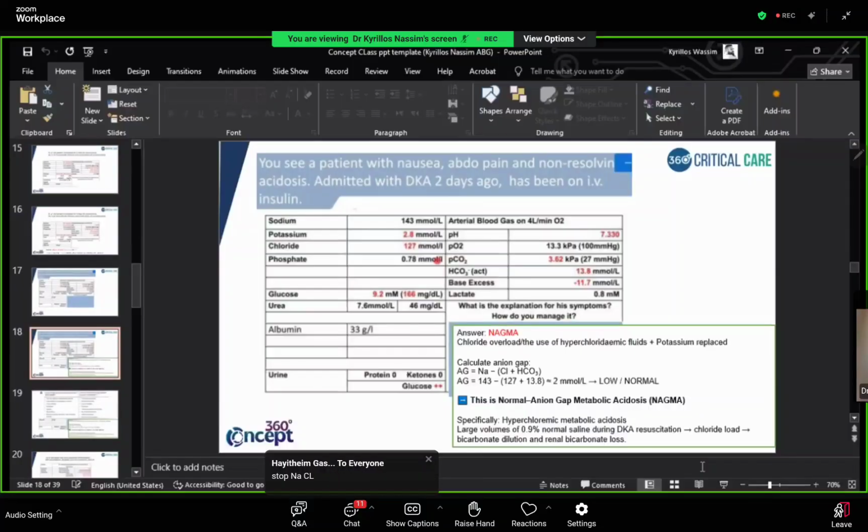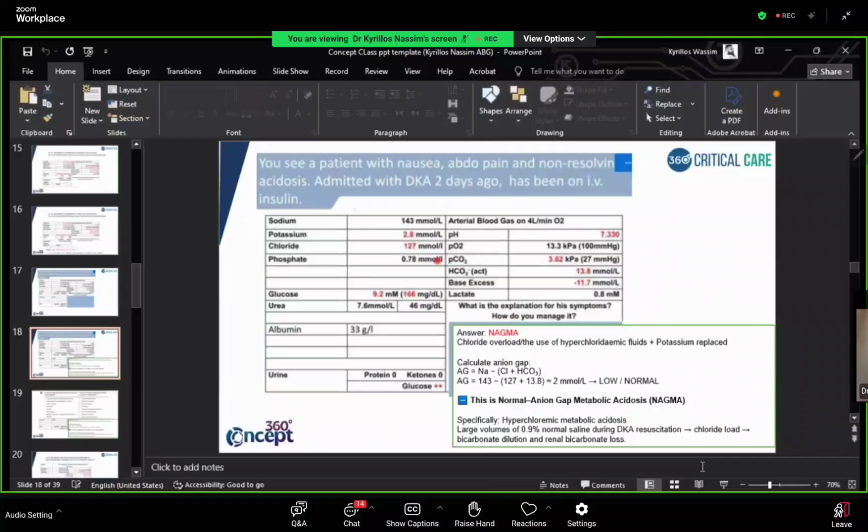When we have a metabolic acidosis, like I said before, I must calculate the anion gap. Here the anion gap is by calculation. We have the sodium, we have the potassium, we have the chloride, and we have the bicarbonate, which turns out to be low and normal, so it is a normal anion gap metabolic acidosis.